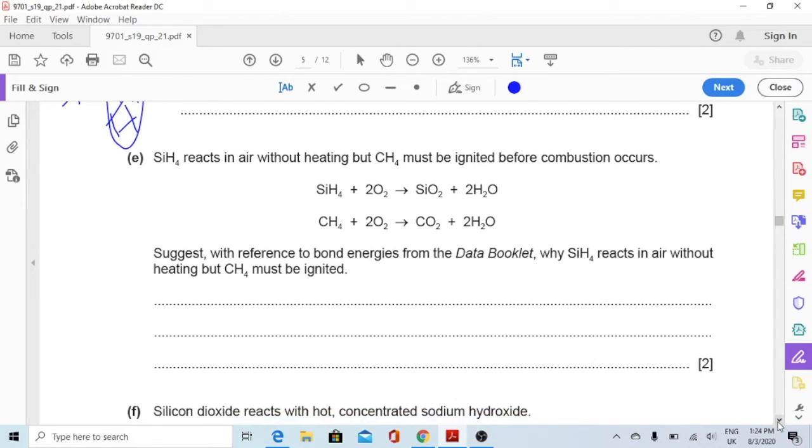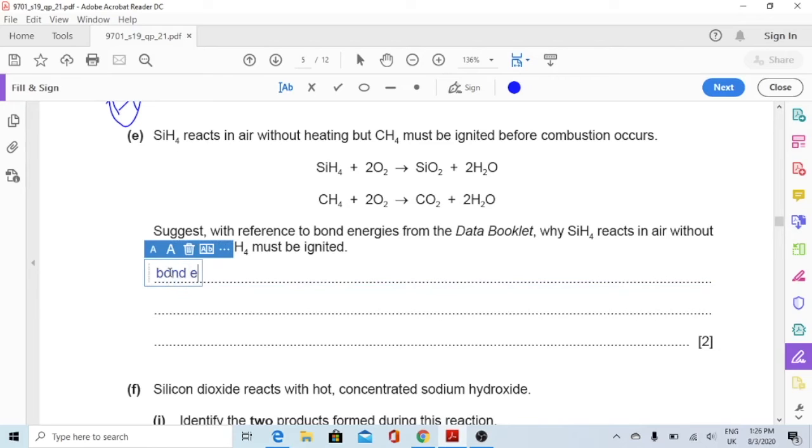Part E, SiH4 reacts in air without heating, but CH4 must be ignited before combustion occurs. Suggest, with reference to bond energies from the data booklet, why SiH4 reacts in air without heating, but CH4 must be ignited. Bond energy for C to H is 0.4. How do I get 0.4? I'll subtract the electronegativity value of C from H, so that I get the bond energy of C to H, and that for Si to H is 0.3. So the bond energy of Si to H is 0.1 less than C to H.